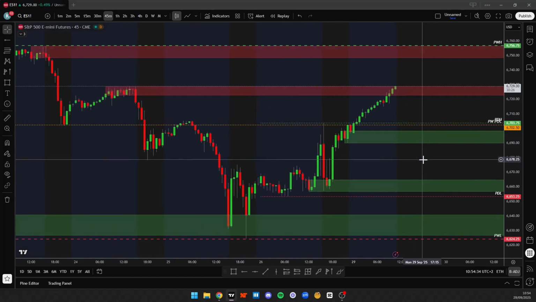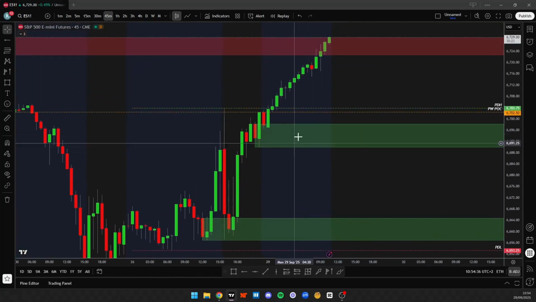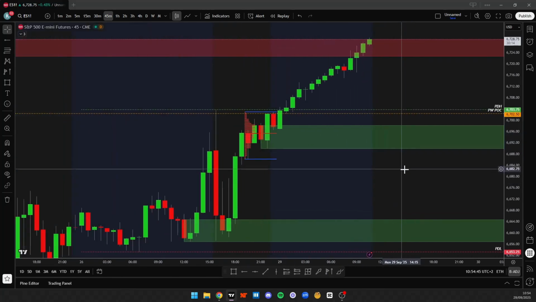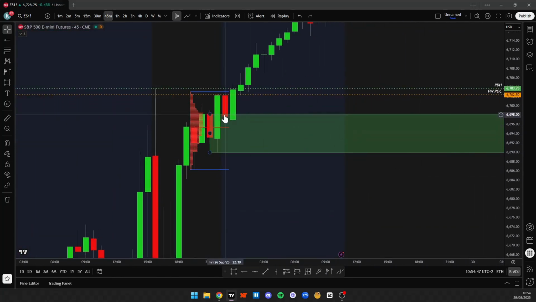I don't really see anything else, to be honest. You can see here, which was our H3 demand, there has been quite some consolidation. So sometimes what you can do as well is use the volume tool for this range and see where the most volume is. And I think we drew our zone pretty accurately.